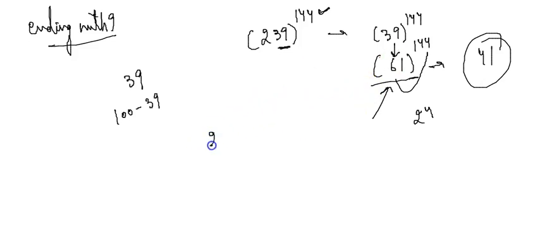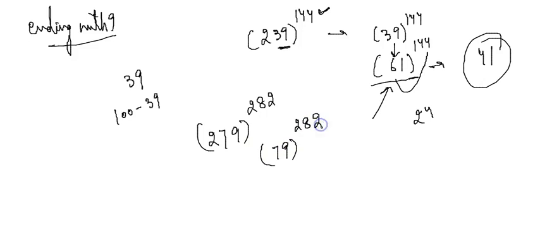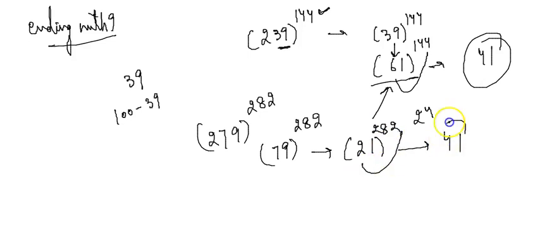Suppose 279 raised to the power 282. Okay, so what you have to do here, you just consider it as 79 raised to the power 282. Now convert this 79 into 100 minus 79. That means 21 raised to the power 282. So the last digits will be 1, and 2 into 2 is 4. So 41 is the required answer.